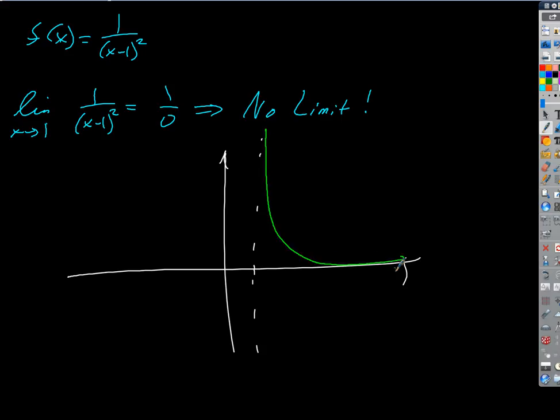It's going to look something like that, right? What about the other side? Same thing, isn't it? We know that because if I take 0.999, 0.999 minus 1 gives a negative small number, but squaring it makes it positive, doesn't it? And so we end up with something like that, right?